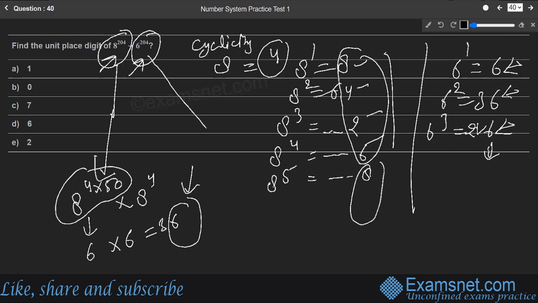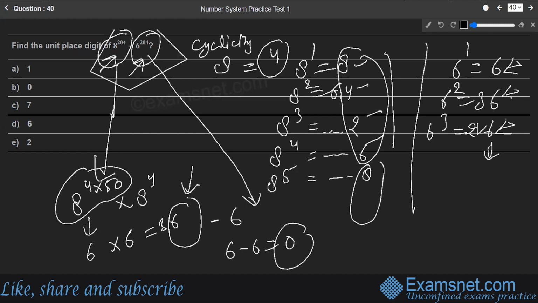If you see 6 to the power 204, the number 6 has the property that if you increase any power of 6, the last digit of the expression is going to be 6 only. So the last digit of 6 to the power 204 is also 6. So ultimately you are getting 6 minus 6, that is 0. So the unit digit of the whole expression is nothing but the difference of their unit digits, which comes out to be 0. So the ultimate answer for this question is option B.